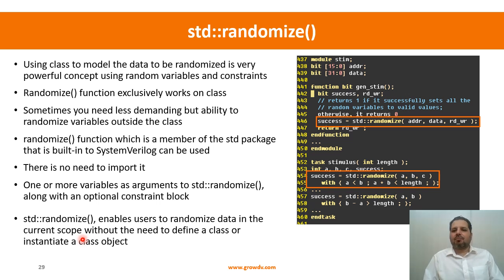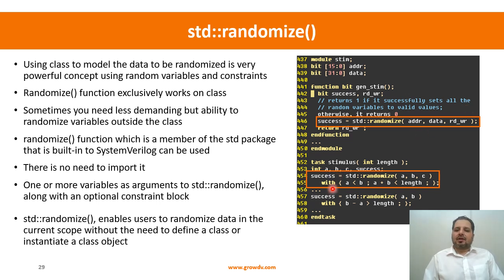Let's look at an example. Here we have a bunch of variables like address and data, and I'm writing a function generate_stim, which is for generating stimulus, and I am just saying std::randomize(address, data, read, write). So now these variables will get randomized as per whatever legal values are allowed by this particular data type, and it returns 1 if it is successful and sets all the random variables to valid values, whatever that particular data type can take.